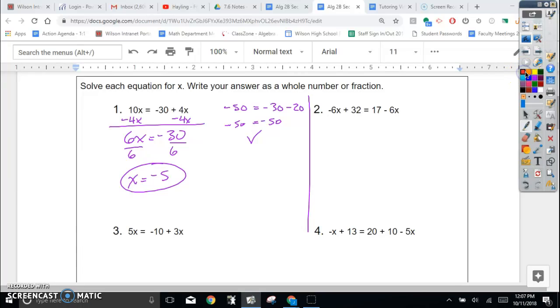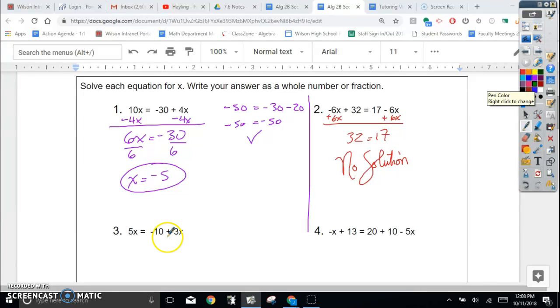All right, so we get to number 2 here. I'm going to look at negative 6x and negative 6x. They're the same thing, so it doesn't matter which one I move. Now, what's interesting about this is I'm going to get 32 equals 17. That will never be true. 32 is never equal to 17. So the solution would actually be: there is no solution. There's nothing you can put in for x in the original that's going to make 32 equal to 17.